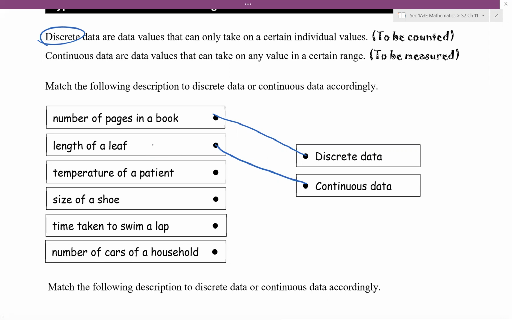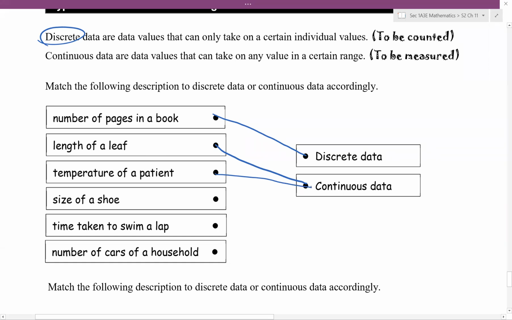Next one, temperature of a patient. Although your thermometer shows you up to 1 decimal place, the reality is that it can even go to 2 decimal places, 3 decimal places, 4 decimal places. And we use a thermometer to measure the temperature. So that again is an example of continuous data.